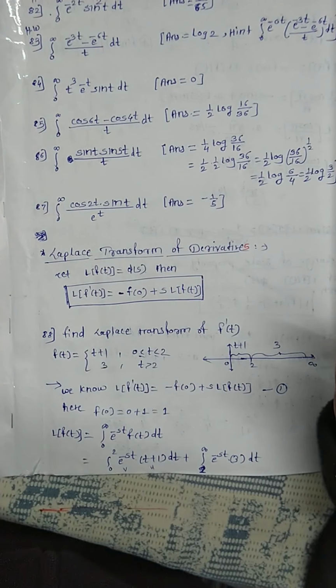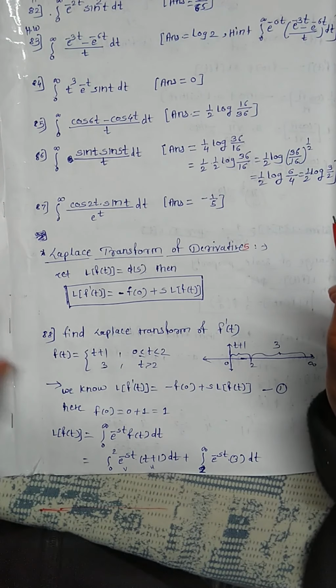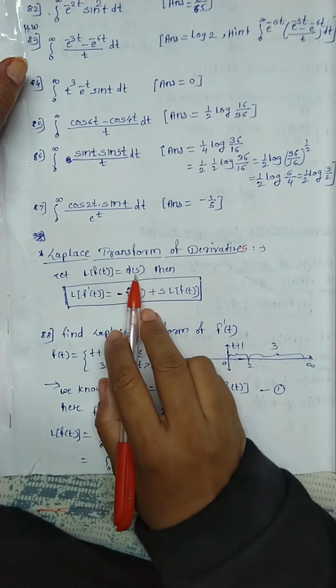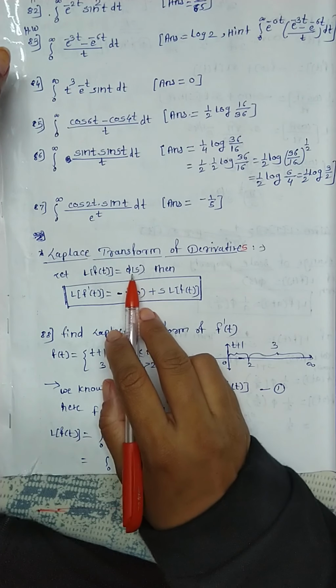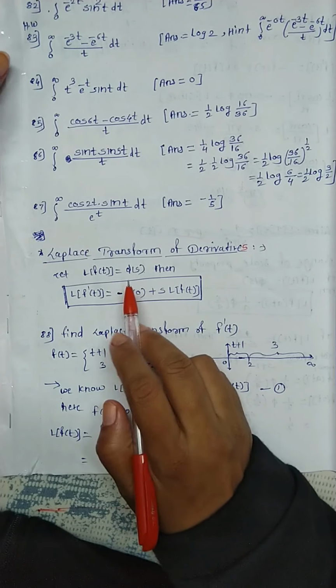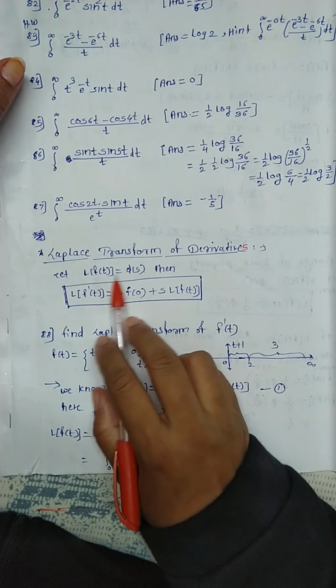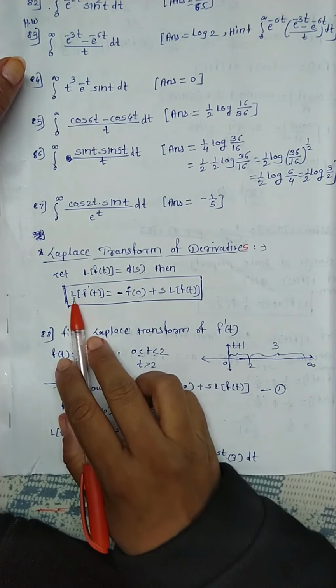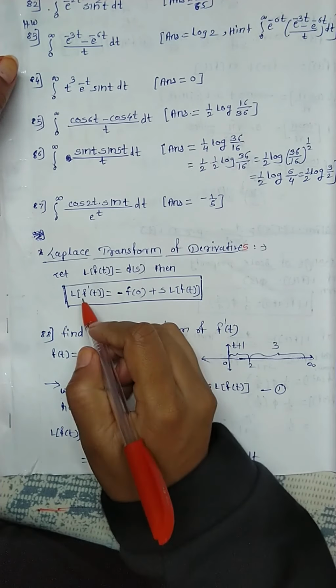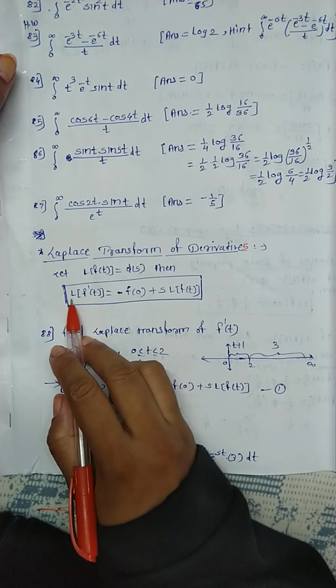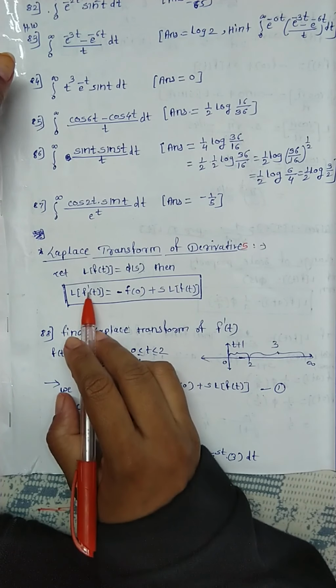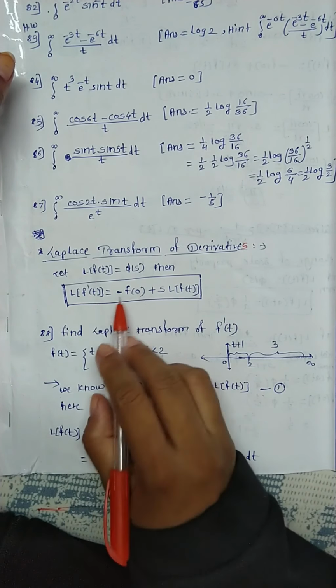Let us see the formula first. L of f of t is equal to phi of s. This is the assumption of each property. If Laplace transform of one function is equal to phi of s, then Laplace transform of f dash, means first derivative, f dash t is equal to minus f of 0 plus s into L of f of t. This is the only simple formula, and in this formula we have to calculate two things.